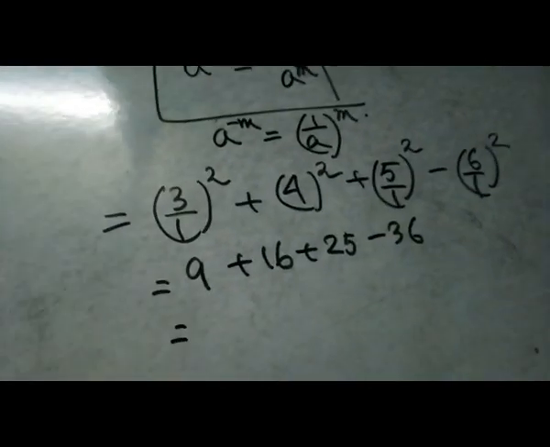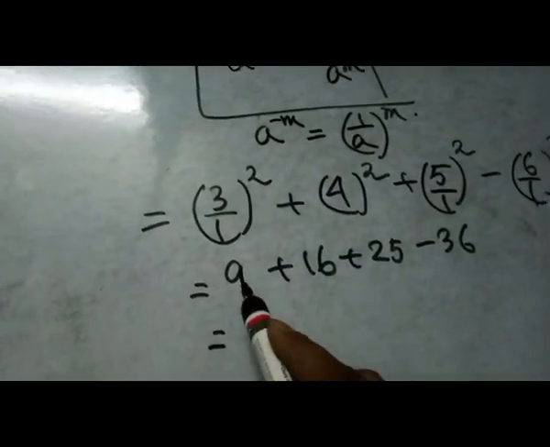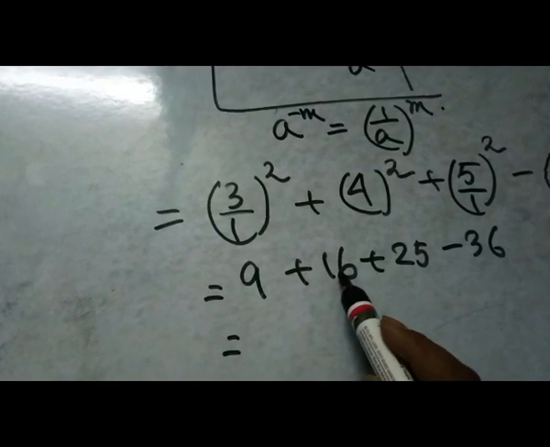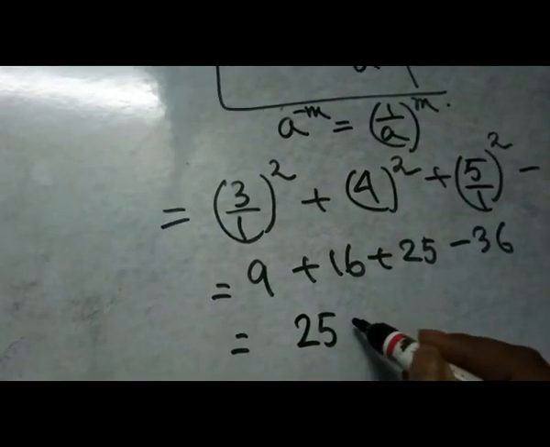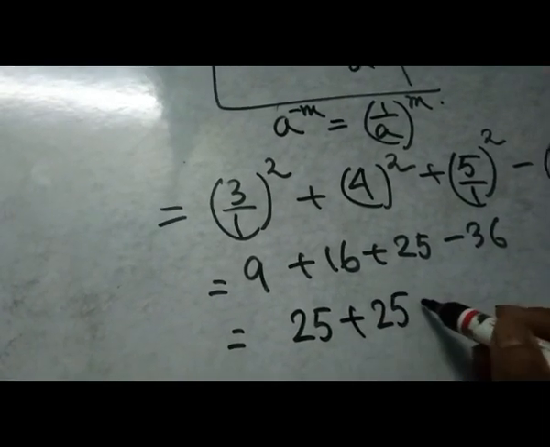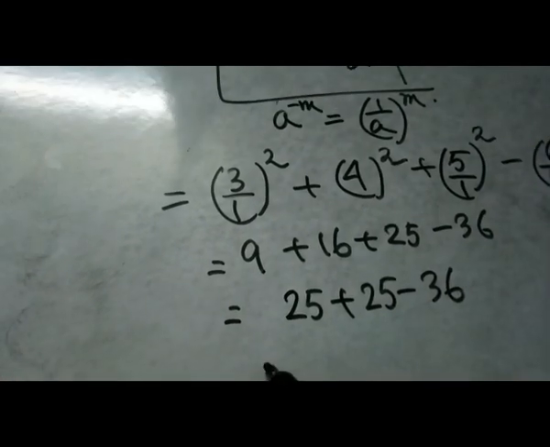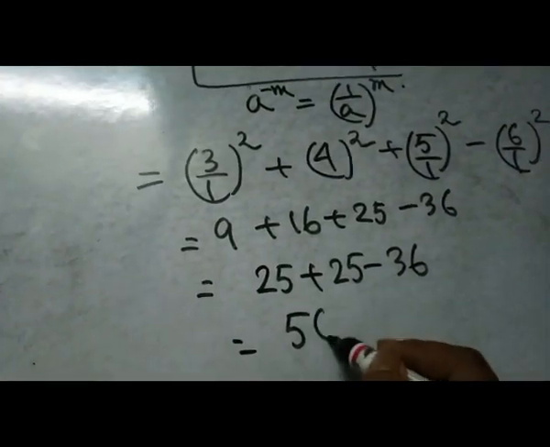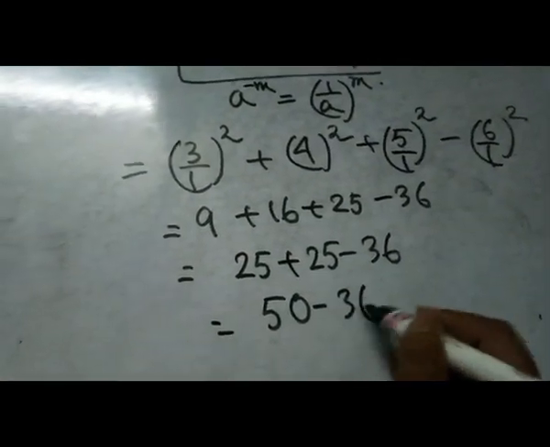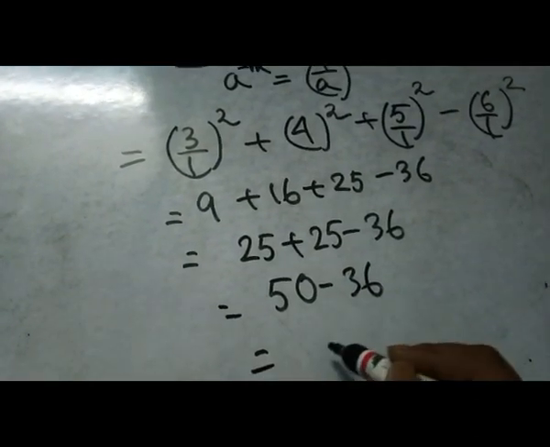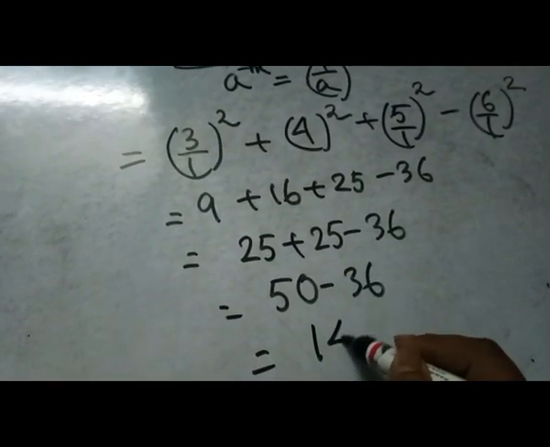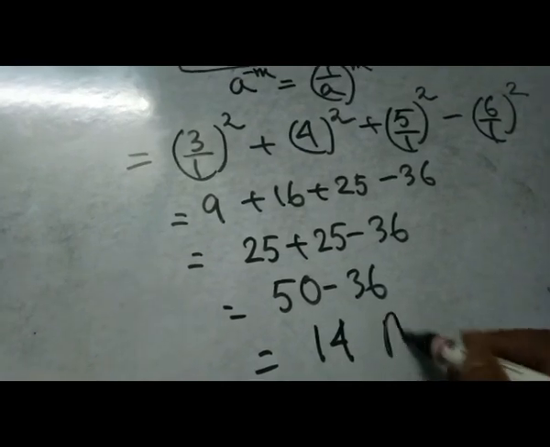So what to do? 6 plus 9 plus 16 means 25, plus 25, minus 36. So 50 minus 36 equals how much? 14. And so this is the answer.